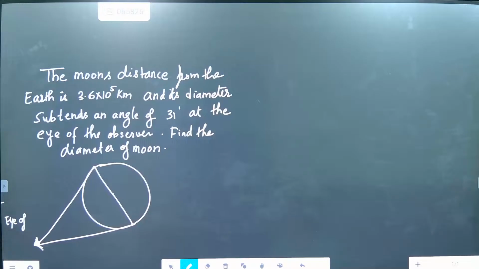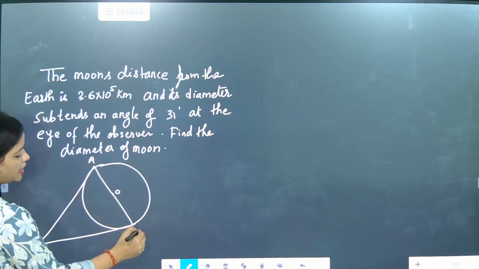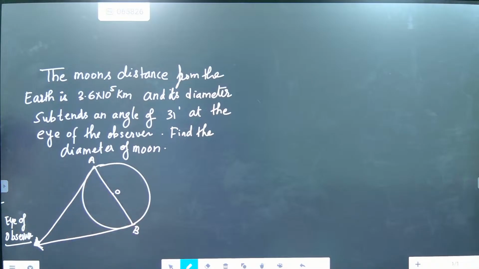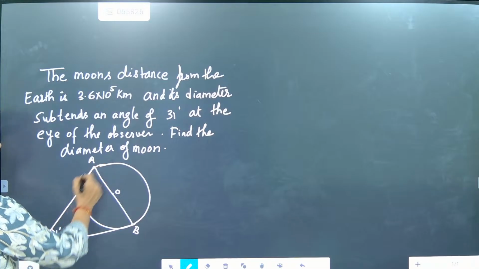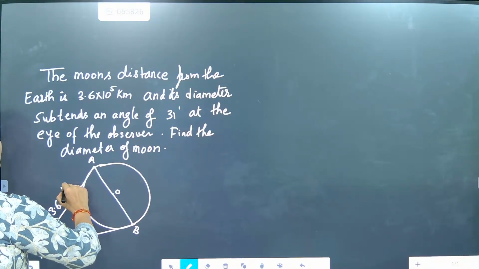Understood, beta? This is the eye of the observer, and this is the diameter. This is O, A, and B. Now the observer is subtending 31 minutes. The observer is subtending how many minutes? 31 minutes in the eye. And the person is standing on earth, so the distance between the observer and the moon is 3.6 into 10 to the power 5 kilometers.